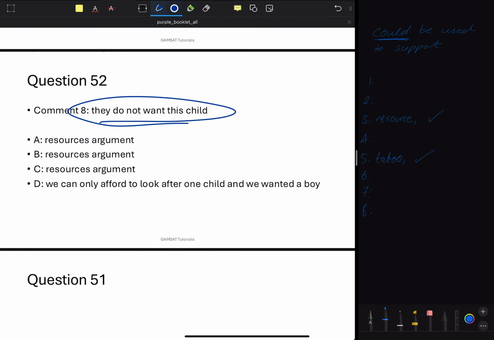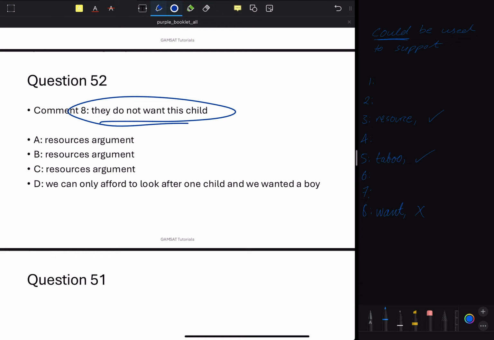So what is comment 8 saying? It's all about, let's say, want of child. I'll just write the word want. Does it support or does it oppose? It very strongly opposes, so it gets an X. Okay, so if we go back to the question says, which one is a logical extension?